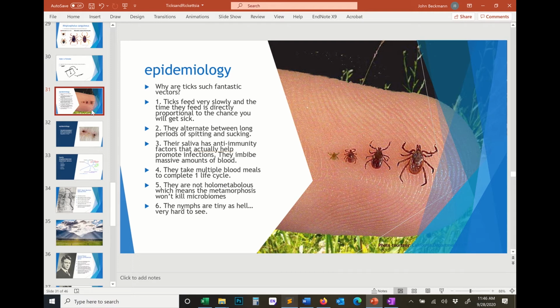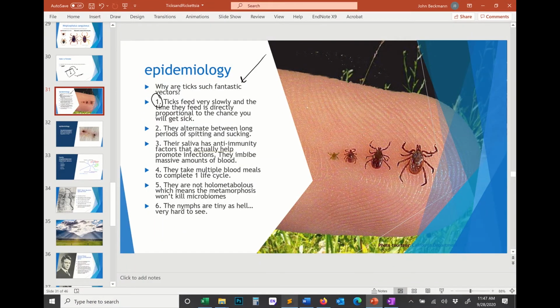Okay. So let's talk about how they transmit diseases and why they're such fantastic vectors. Okay. So again, this is different from mosquitoes, different from all the other vectors that we've looked at before. Ticks feed very, very slowly, okay? So they come on you, they cement their face into your skin, and they stay on you for days, okay? And they're constantly sucking blood, okay?